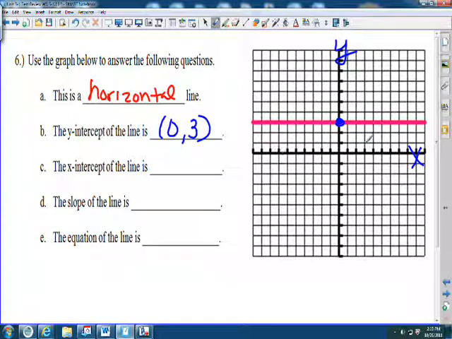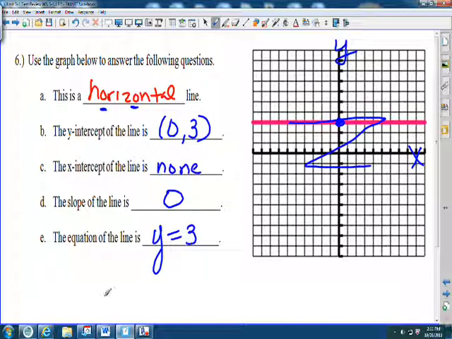The x-intercept, does it cross the x-axis? No, there is none. Now the slope of the line, it's a horizontal line. Horizontal line makes a z for 0. It also has, look, horizontal has zeros or O's in it. The slope is 0. The equation of the line, the only intercept it has is the y-intercept, so it's y equals 3. You could also write it as y equals 0x plus 3, but remember 0 times x is 0, so this would go away, and it would make it just y equals 3.